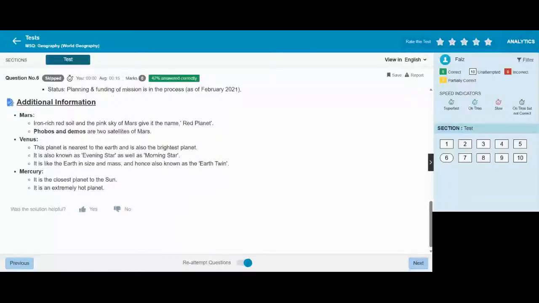Mars. Iron-rich red soil and the pink sky of Mars give it the name Red Planet. Venus. This planet is nearest to the Earth and is also the brightest planet. It is also known as the evening star or the morning star. It is like the Earth in size and mass. It is known as Earth's twin. Mercury is the hottest planet.